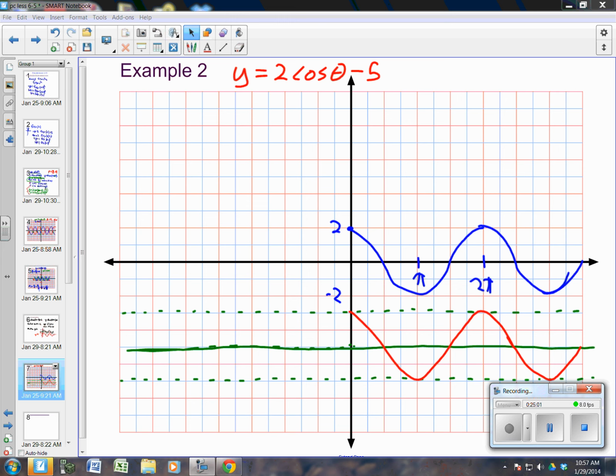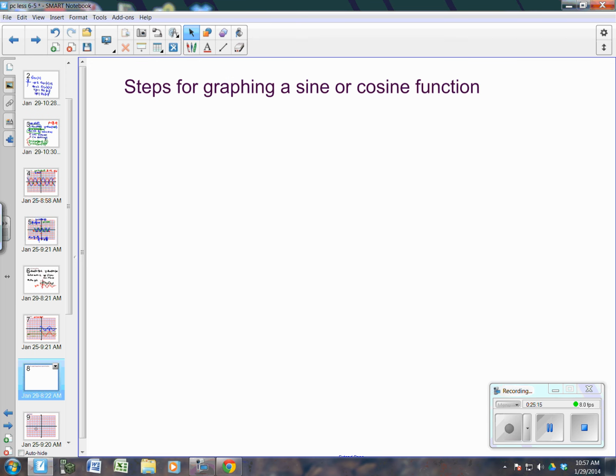Okay. Now we're going to put it all together. Period, amplitude, phase shift, and vertical shift. All four of those things. And you're going to have to do all four of them. But before I do that, I'm going to give you the steps for graphing.